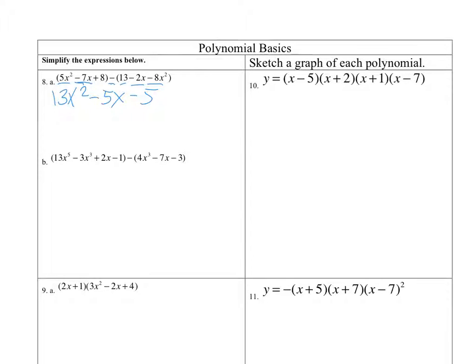Second one, I've got another one, so I'm going to start with my 13x to the 5th. There are no x to the 5ths in my second parentheses, so 13x to the 5th is on its own. Negative 3x to the 3rd, I have minus 4x to the 3rd there. That'd be negative 7x to the 3rd. 2x minus negative 7x is going to be positive 9x. Negative 1 minus negative 3 is going to be positive 2. At this point, there are no more like terms to combine, so I am done.